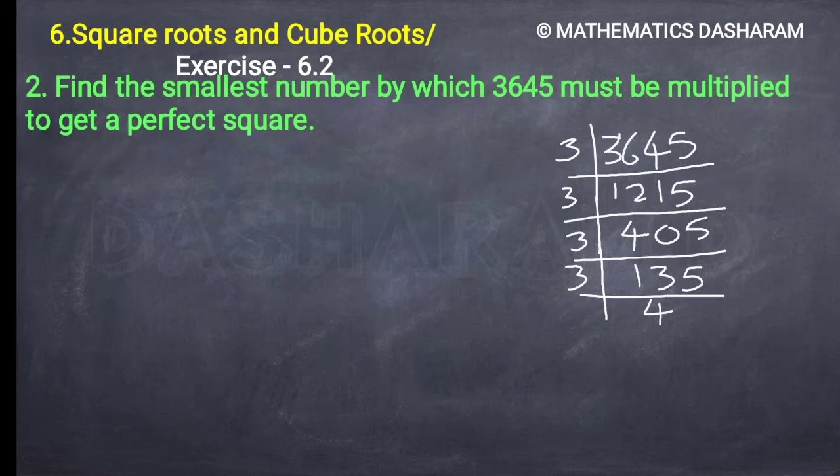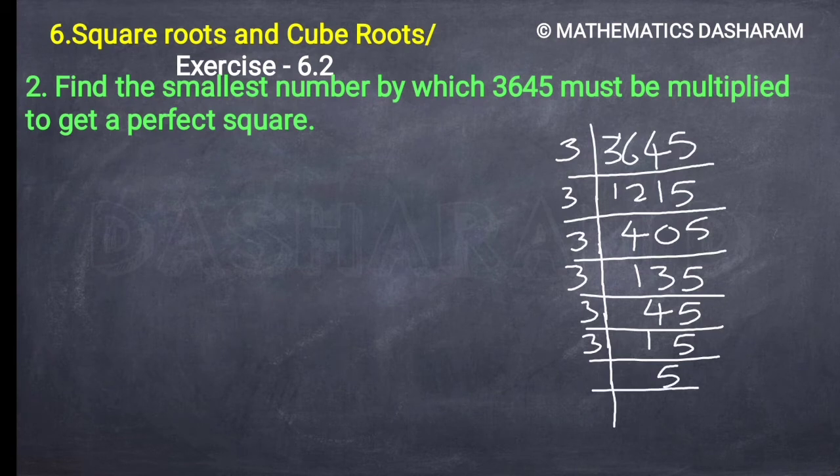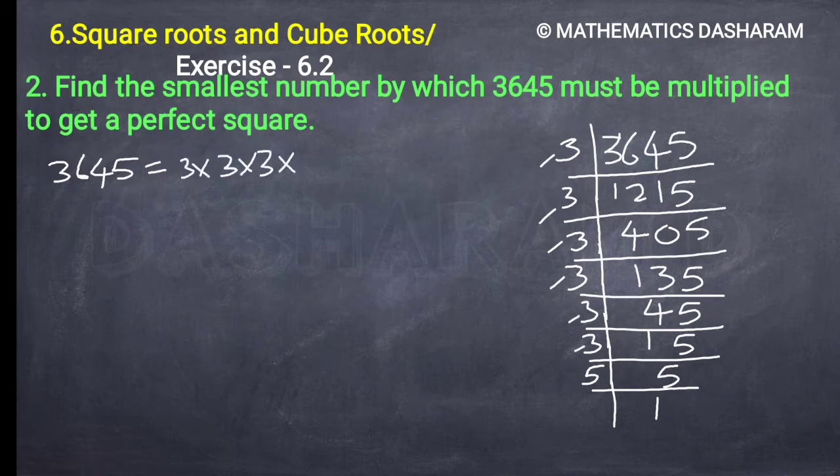So 3 4s are 12, 1 remainder, 3 5s are 15. Next 3 1s are 3, 3 5s are 15. Next 3 1s are 3, 5s are 15. So finally 5 is a prime number, 5 1s are 5. So 3645 equals how many 3s in total? 1 2 3 4 5 6. So 3 into 3 into 3 into 3 into 3 into 3, that is 6 3s, and 1 5.